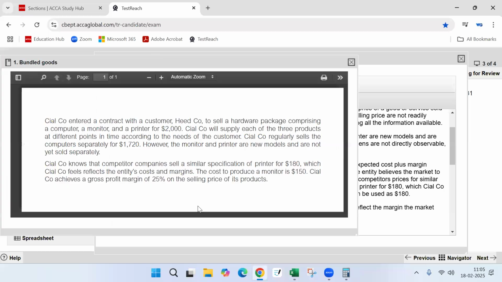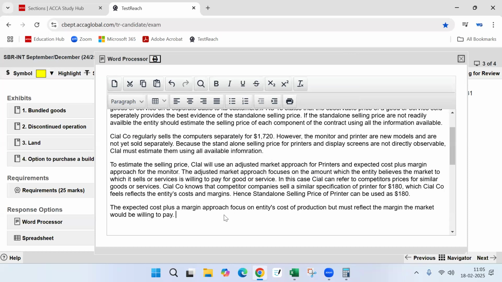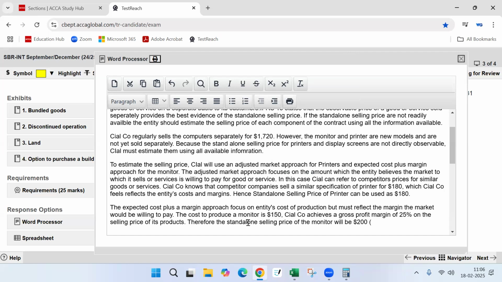And then you can say that, you can copy this sentence. The cost of production, CL believes, CL achieves a gross profit margin of 25%, right? Therefore, the standalone selling price of the monitor will be $200, which will be $150 divided by 75 into 100.